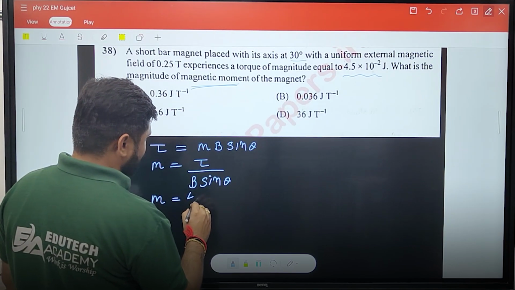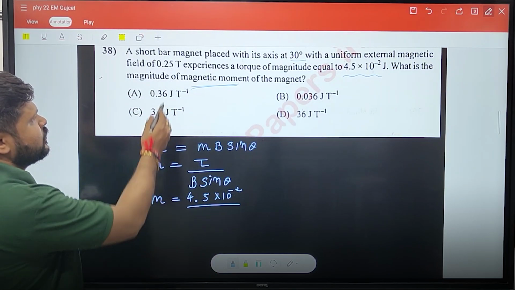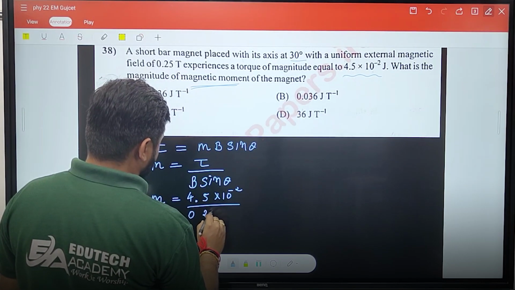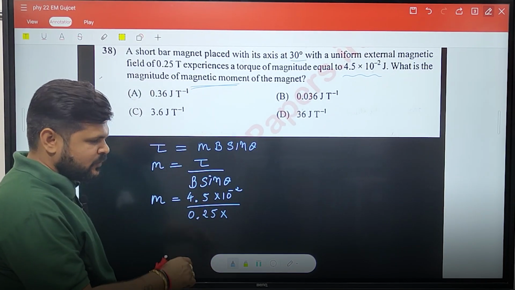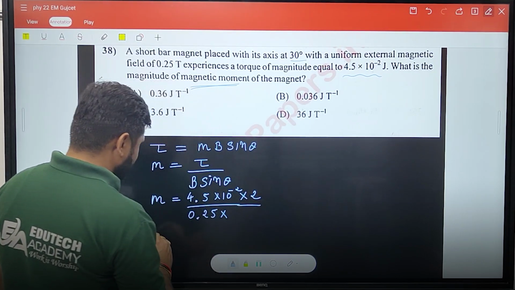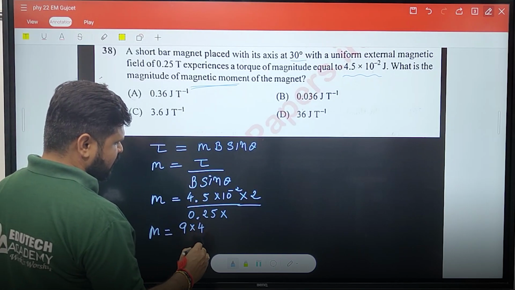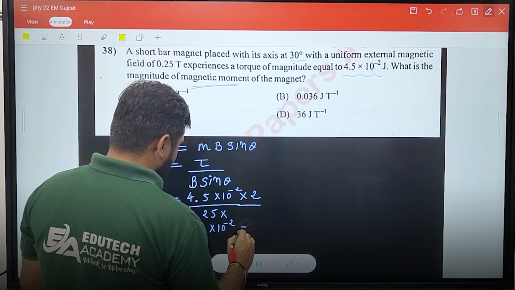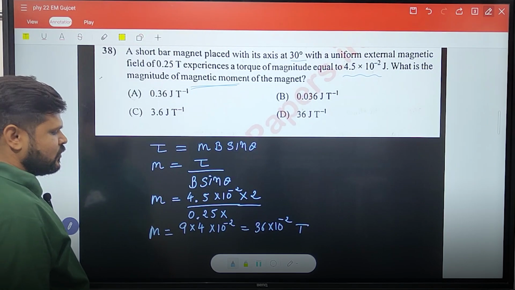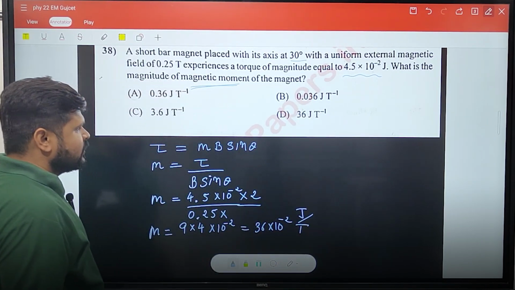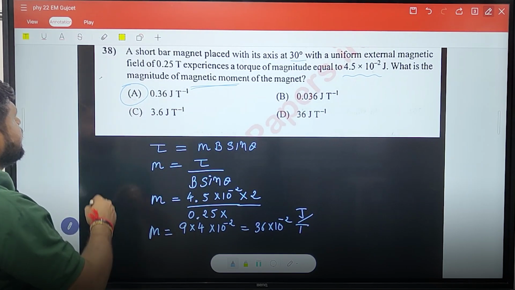Value of torque is given 4.5 into 10 raised to minus 2. Value of magnetic field is given 0.25 Tesla. And sin 30 will be 1 by 2, so 2 will be in numerator. So the answer is 9 divided by 0.4. So 9 into 4 into 10 raised to minus 2, so 36 into 10 raised to minus 2. This 36 into 10 raised to minus 2, in Joule per Tesla, is the magnetic moment. So it will become 0.36 Joule per Tesla. Next MCQ.